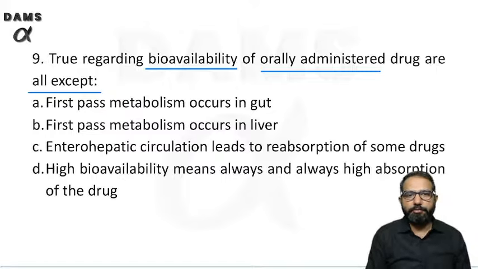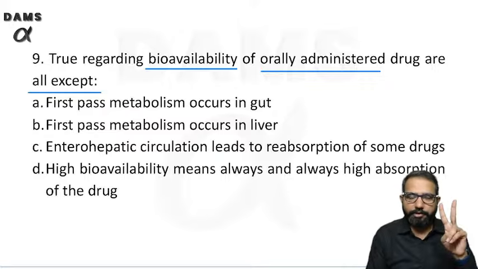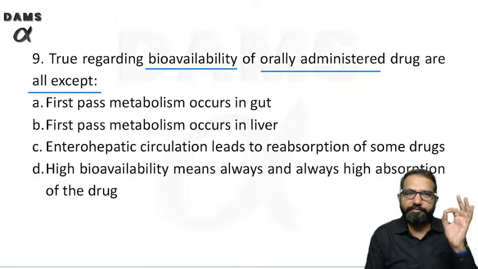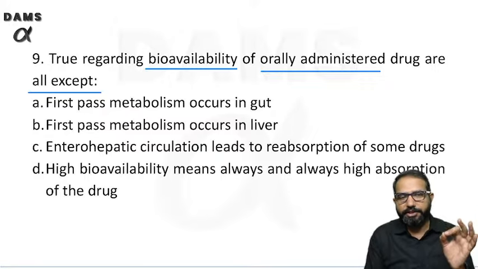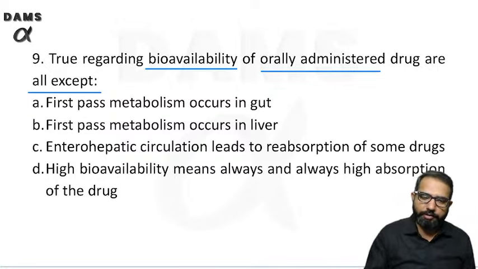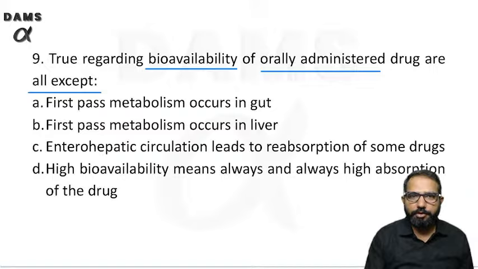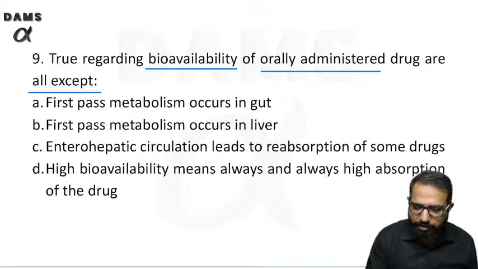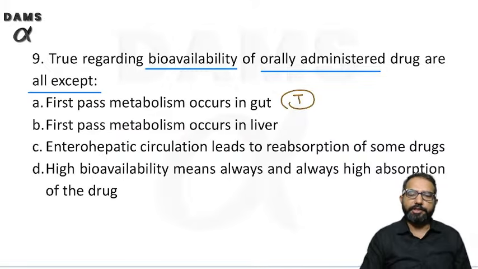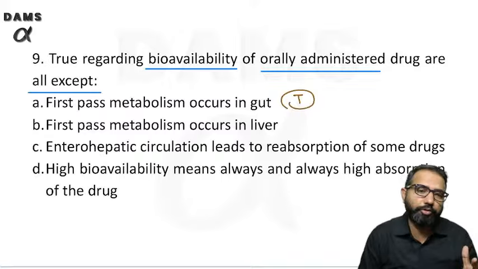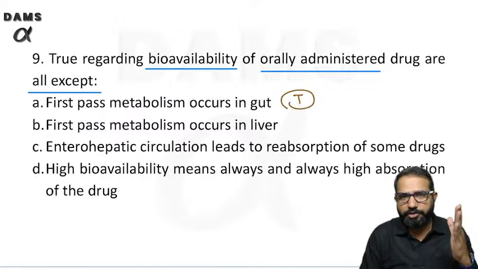Bioavailability depends on two factors. Bioavailability means fraction of the drug reaching the systemic circulation in the unchanged form. So bioavailability depends on absorption and first pass metabolism. So first pass metabolism occurs in gut. Is this true or false? That is true. In gut we have the enzymes. Many drugs are not having good bioavailability because they are metabolized in the gut.